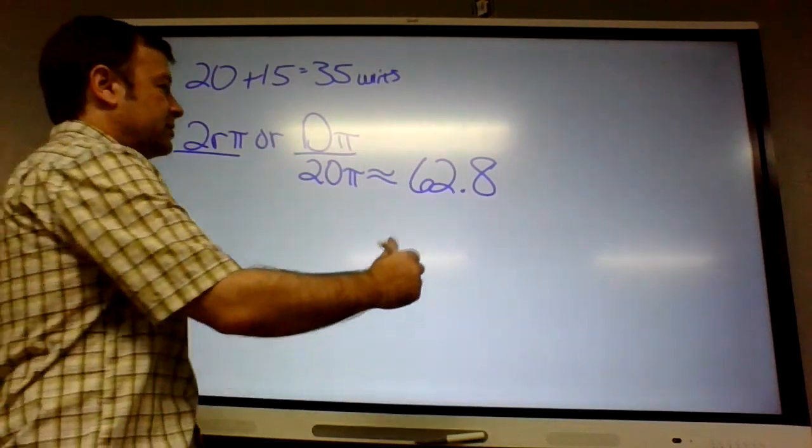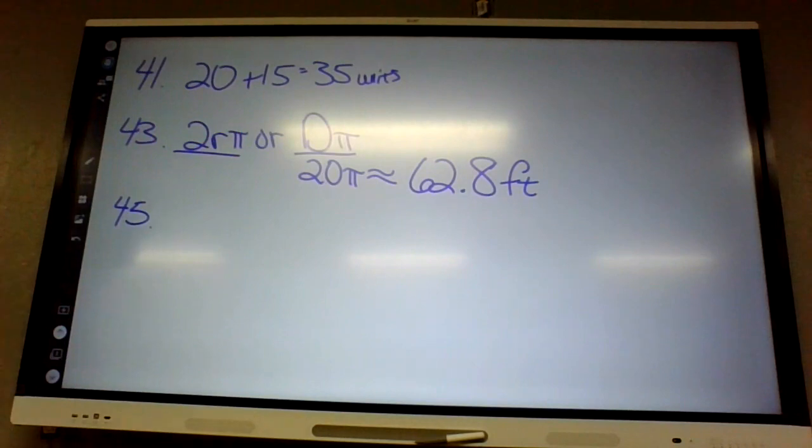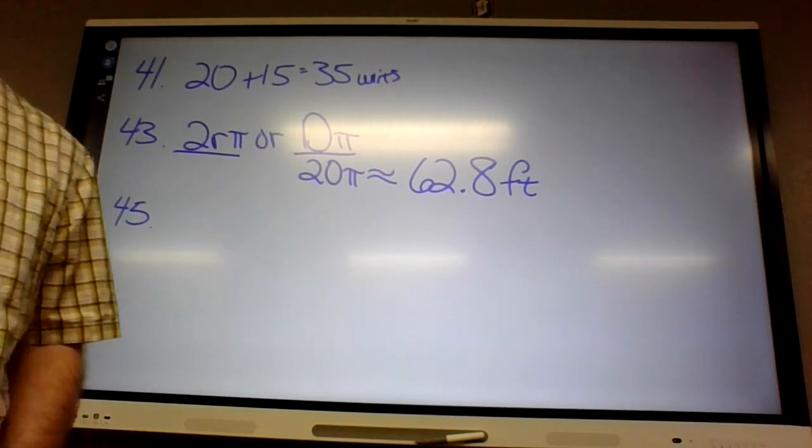This one is feet, yeah. You guys remember what circumference meant, right? No. This is like perimeter for circles. Distance around the circle. Okay, 45.